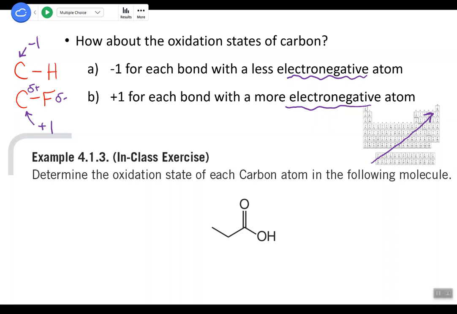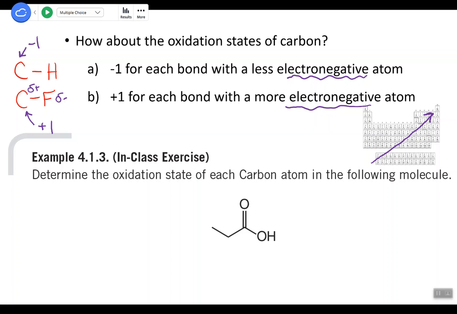We want to determine the oxidation state of each carbon in the following molecule. Now, to do this, I find it's really helpful to draw out all the bonds. We should know how to interpret this structure. What functional group do you see here?